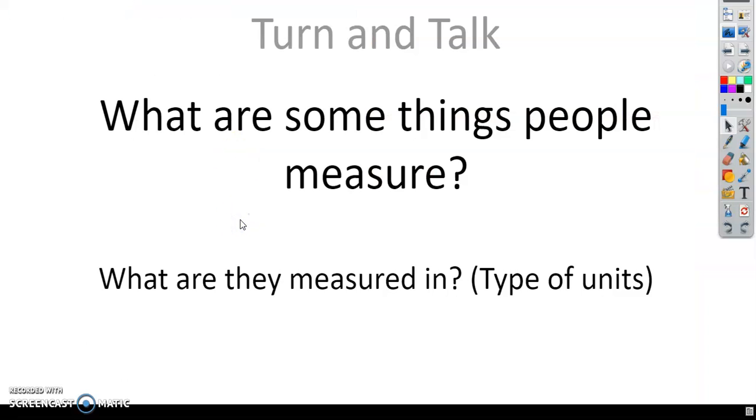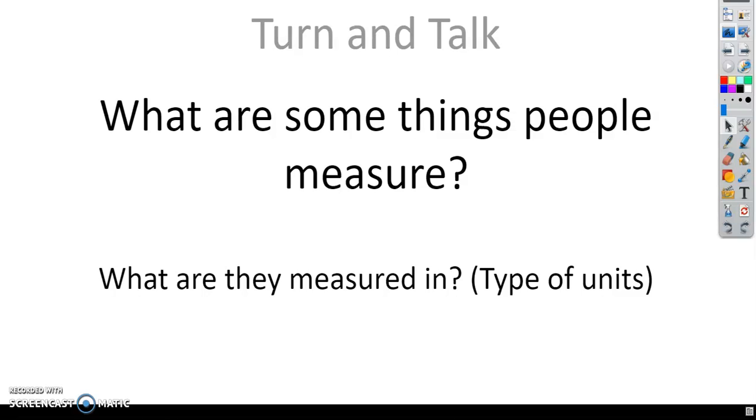We would be starting today's lesson with the turn and talk. What are some things people measure? I want you to take a minute, just think to yourself, maybe your siblings are around and you just want to talk to them. What are some things that we measure? And then what are they measured in? So types of units. Why do we measure things?